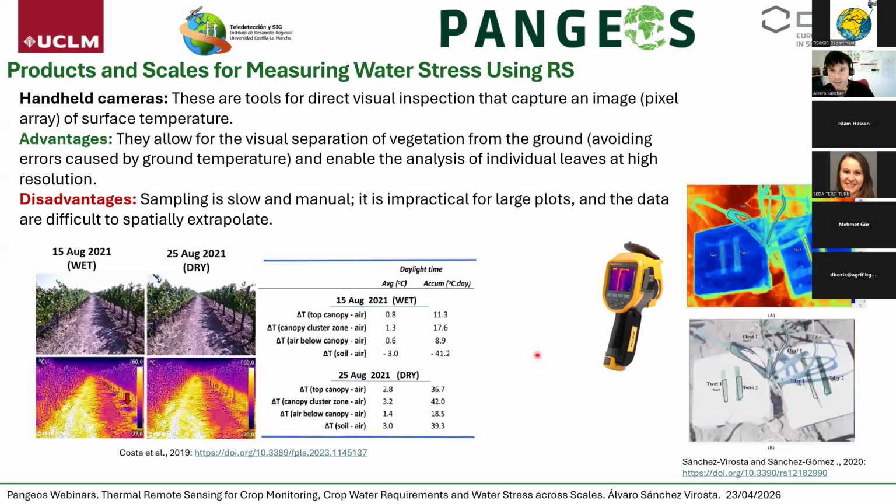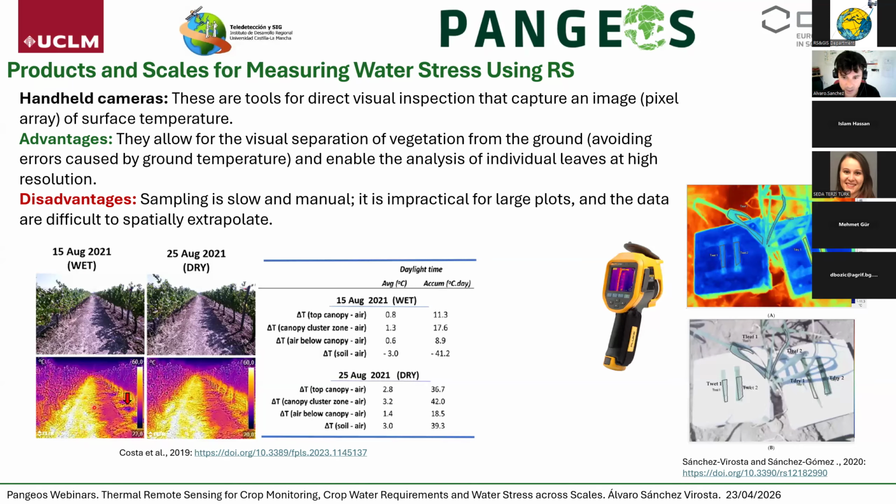So about the handheld cameras, they are really good for visual inspection because they allow for the separation of the vegetation from the ground, from the soil, or whatever in the same image. For example, we can see here in a paper that we published in 2019 with Miguel Costa, 2 RGB images and 2 thermal images. In the wet date, we can see in the thermal images differences in the soil with the shades and under sunny conditions.